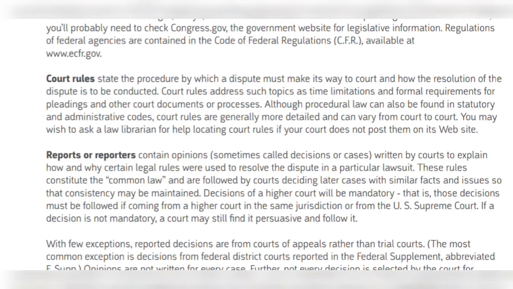Court rules state the procedure by which a dispute must make its way to court and how the resolution of the dispute is to be conducted. Although procedural law can also be found in statutory and administrative codes, court rules are generally more detailed and can vary from court to court.